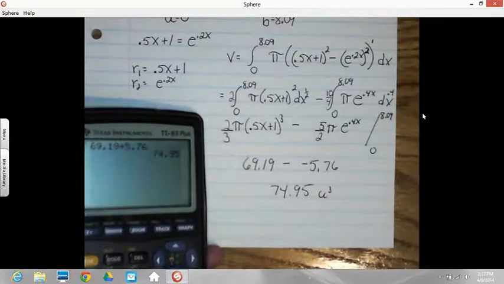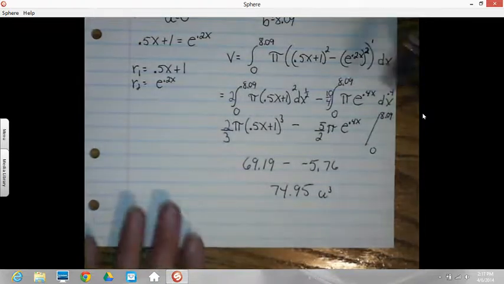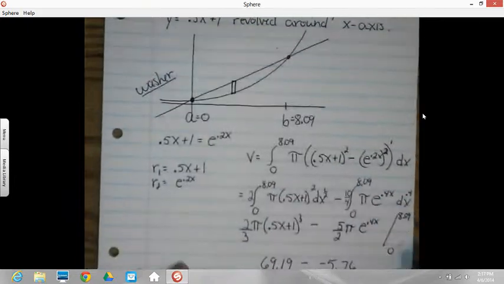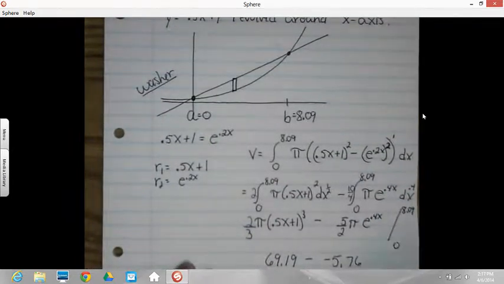Okay, just take your time. There's lots of algebra going on. Just remember what shape you're going to get when it revolves. Is it going to be a cylinder or a washer? And then you can follow the basic formula for whatever shape it is. Let's try one more.